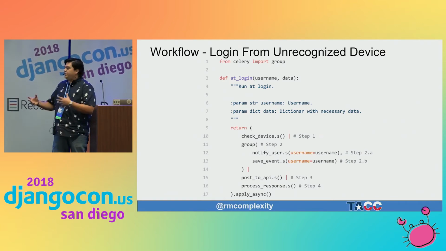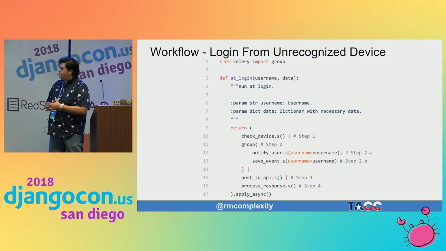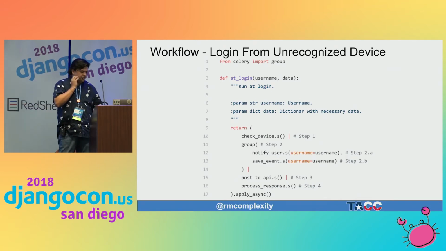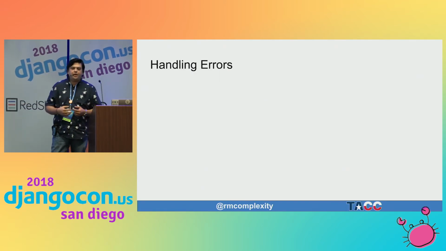Now, this is only a very simple example with no errors, and we're assuming that everything is perfect in the world, which is not. So let's try and figure out how can we handle errors.